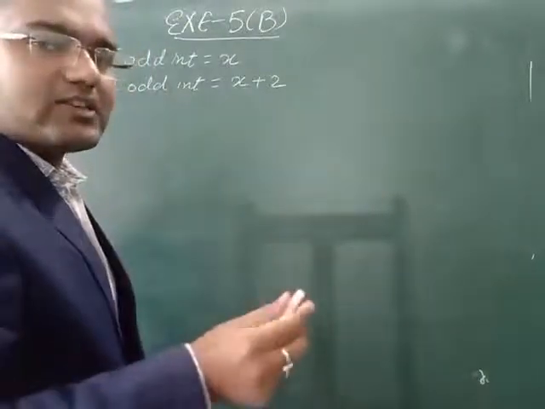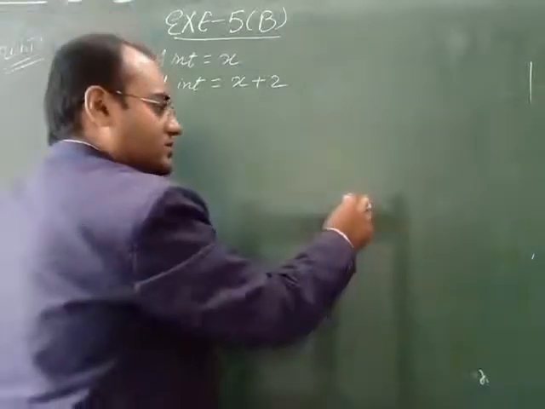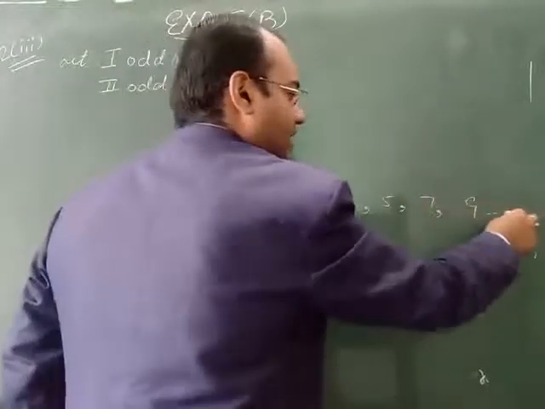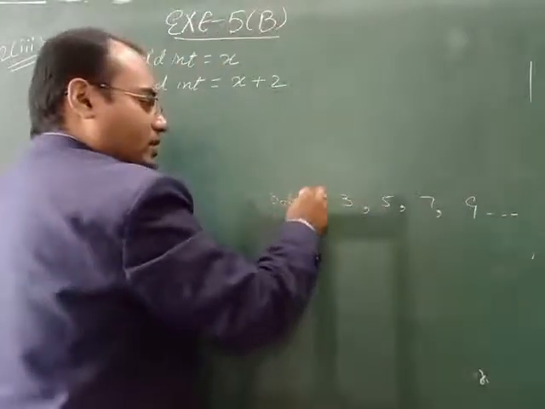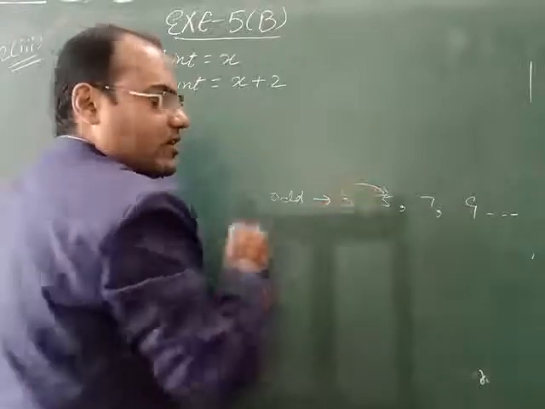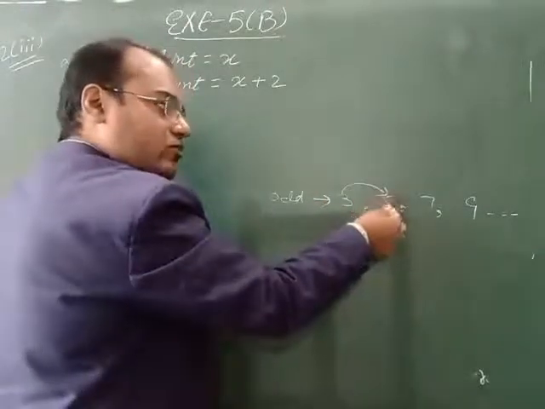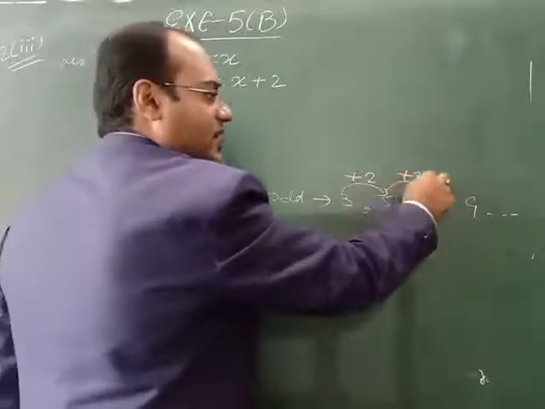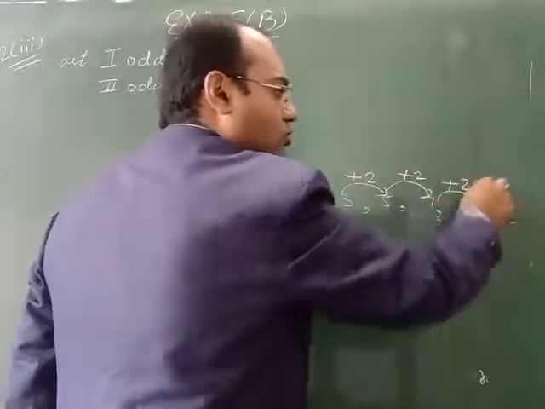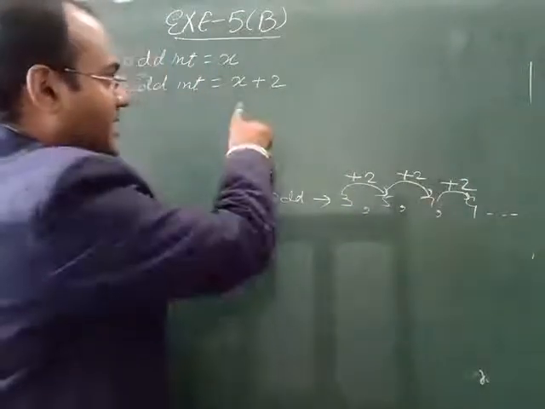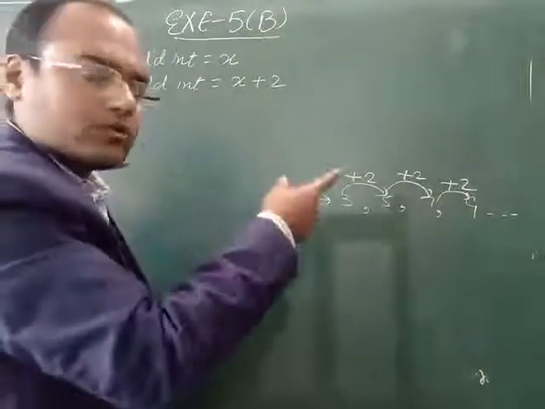Let's take the example of odd numbers. Odd numbers 3, 5, 7, 9 and so on. These all are odd numbers. So here you will observe, if we add 2 to 3, it will become 5. If we add 2 again, it will become 7. So what we are observing, in each and every step we are adding 2. That's why here the first number I have taken x and the second number I am writing x plus 2.